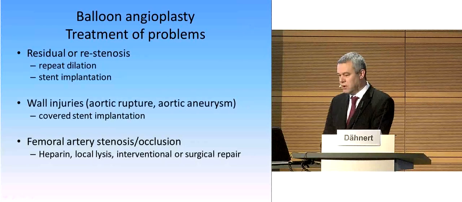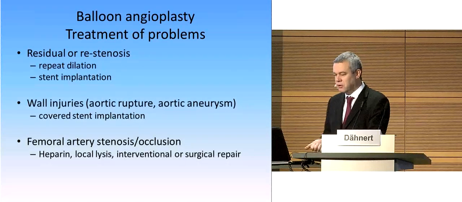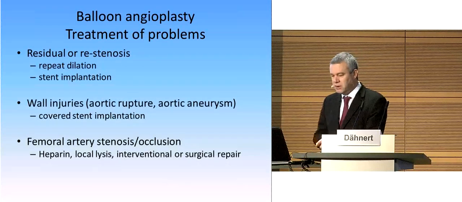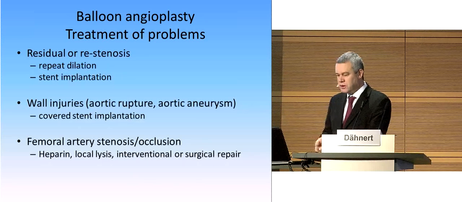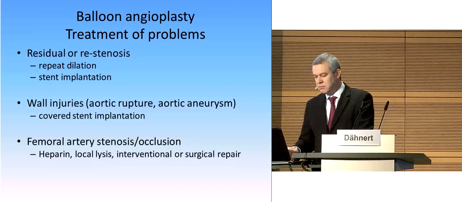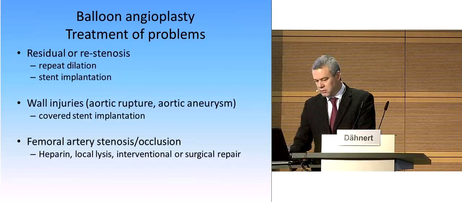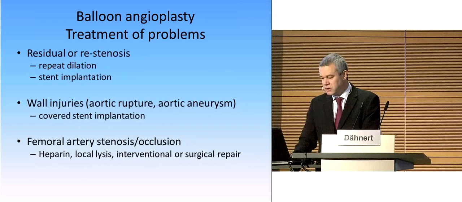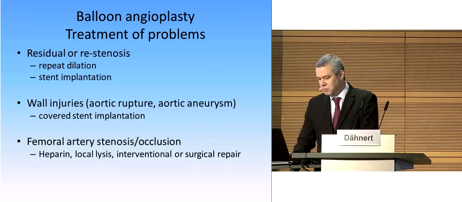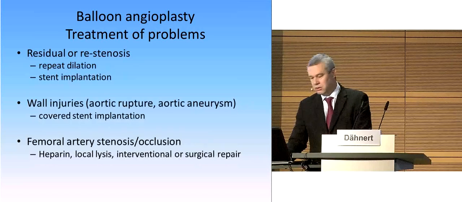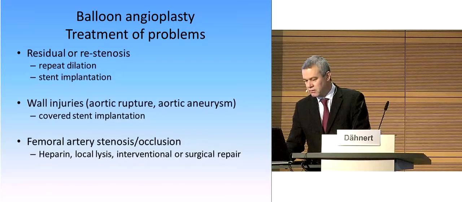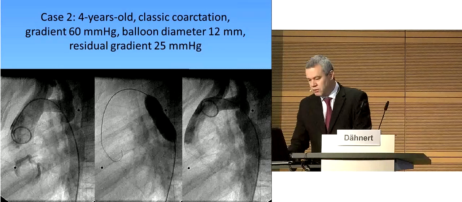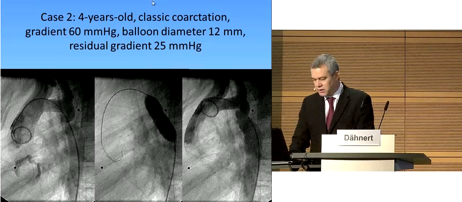catheter intervention. The treatment of the problems, residual stenosis or restenosis, can be repeat dilation, or a stent can be implanted. Wall injuries, rupture or aneurysm can be repaired by covered stent implantation, and femoral artery stenosis can be treated by heparin or local lysis or some other interventions. I want to show you a second case where you see the problem.